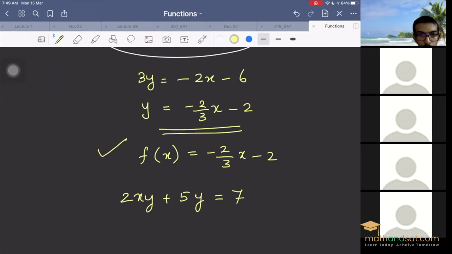No. Why? Because this is not a linear term. This is a quadratic term because here x is raised to 1, y is raised to 1, and these are multiplied. So the degree of that term xy is actually 2. Okay, this is a quadratic term. 2xy is a quadratic. So it's not a linear function.